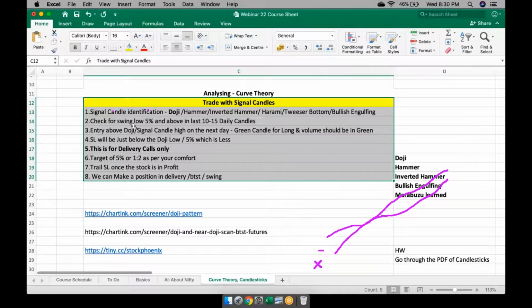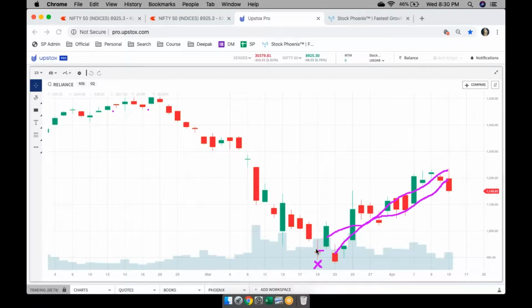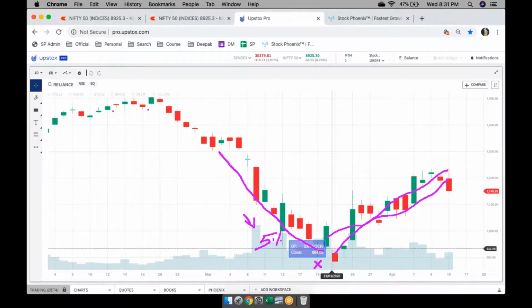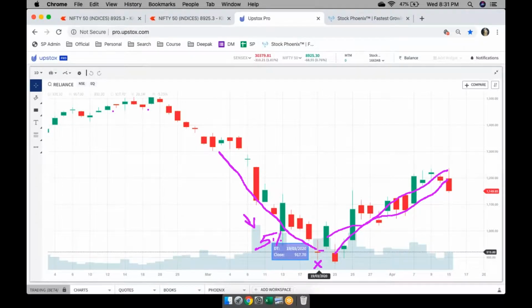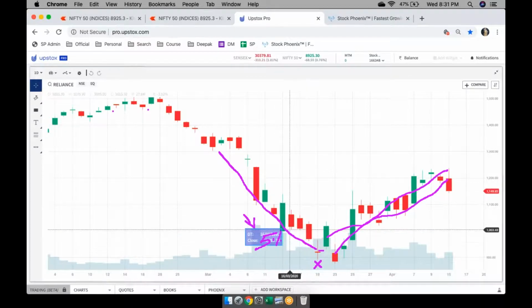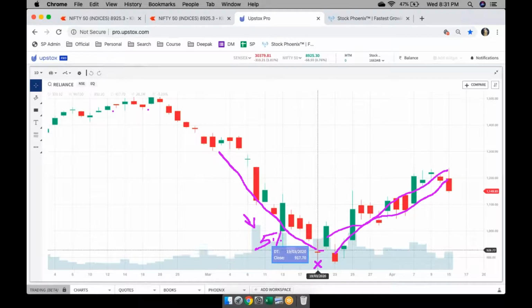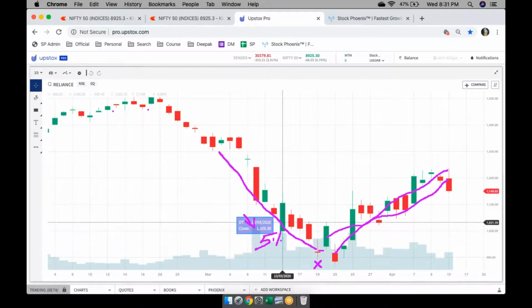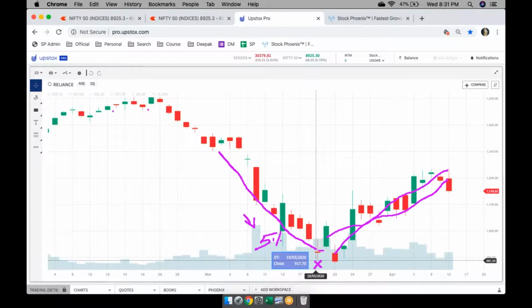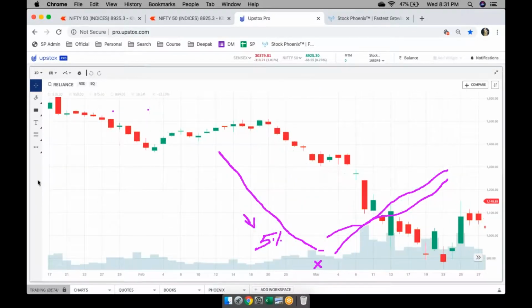That is, check for a swing low of 5% above in the last 10 to 15 days. From this place, in the last 10 to 15 days daily candles, see if there is a drop of 5% or more, a downtrend of 5% or more. How much is that? The current market price at the doji is 919, so 5% is approximately 50 rupees. So we should see whether there is a 50 rupee fall in the last 15 days. Yes, there is more than a 50 rupee fall. So it is a valid signal candle and a valid location. See this particular thing.